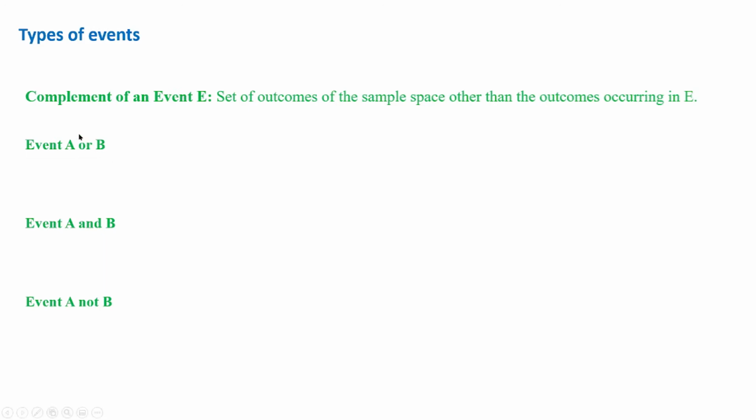And next we have the complement of an event E. The complement of an event E is the set of all outcomes of the sample space other than the outcomes occurring in E. It is denoted by E bar, E complement or E dash.